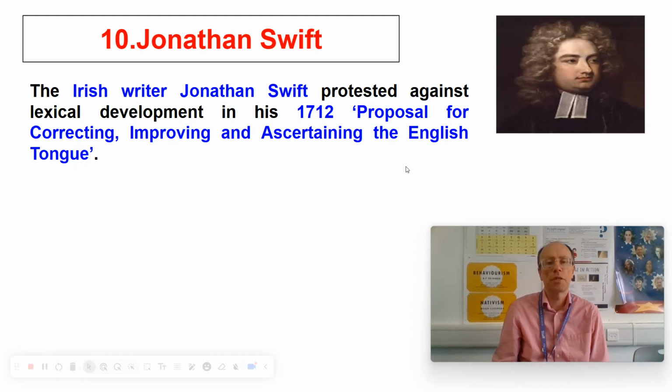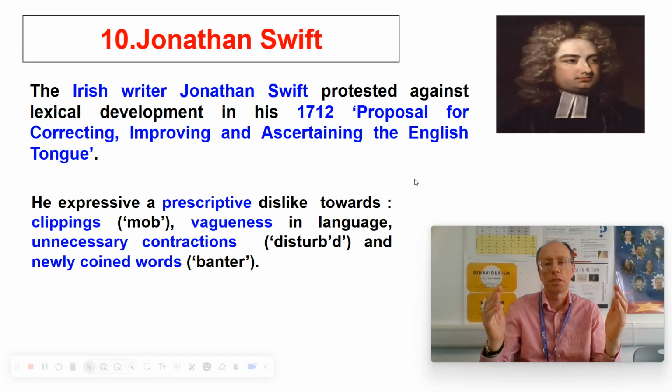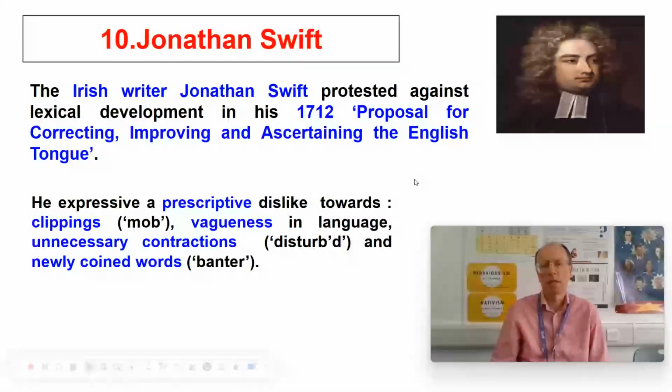It was called Proposal for Correcting, Improving and Ascertaining the English Tongue. And ascertaining there means to fix. So essentially what he wanted to do, he wanted to stop language changing. So he had all sorts of peeves, things that he disliked. He had a prescriptive dislike towards clipping. I mean, mob, how vulgar is that when you could be using the Latin mobile vulgus?